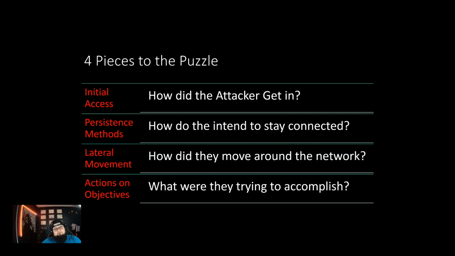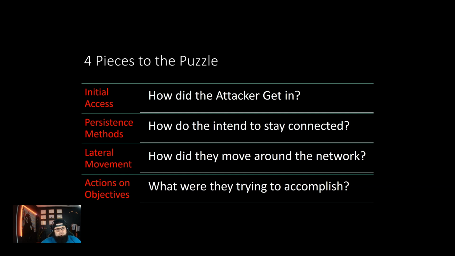I can say from experience, one of the scariest things is when you can't figure out what the actions on objectives were. The ego in you is like, yeah, we just caught them fast enough, but it gets really uneasy when you're in an investigation and you're responding to an incident and you think you found initial access and you think you found persistence, and yeah, they moved laterally, but you can't figure out why they didn't do anything. And sometimes you got lucky and they just got caught, right?